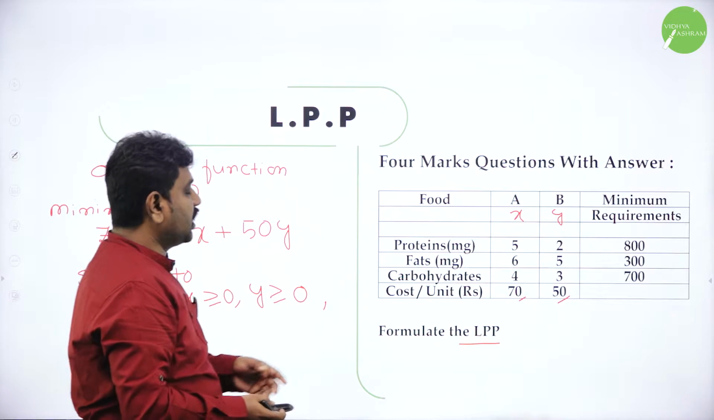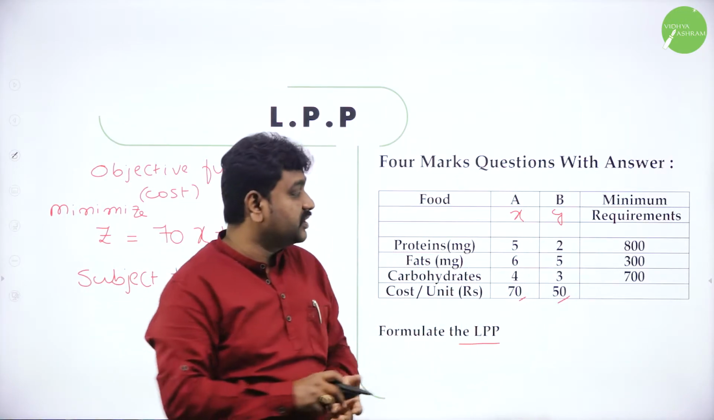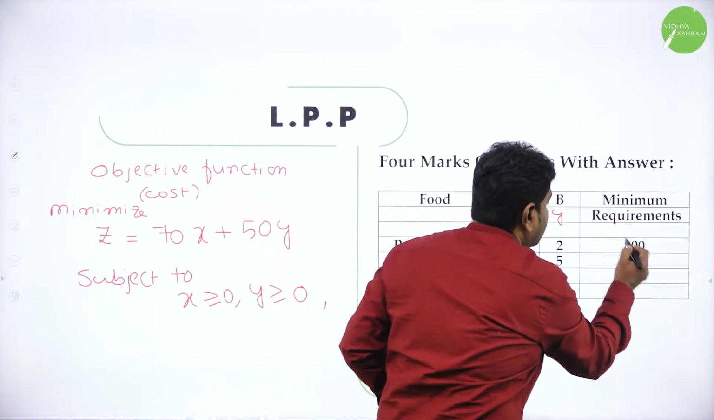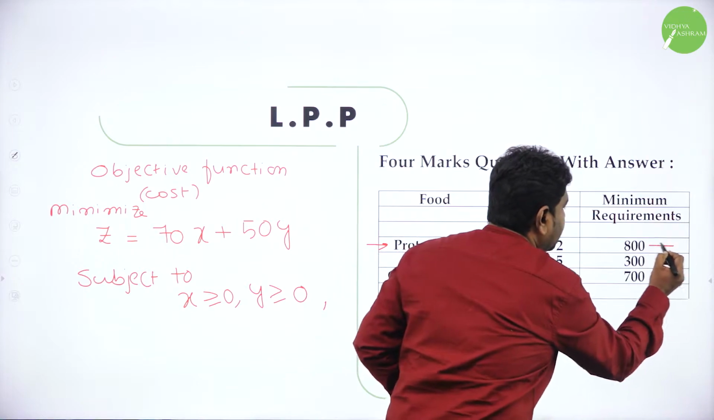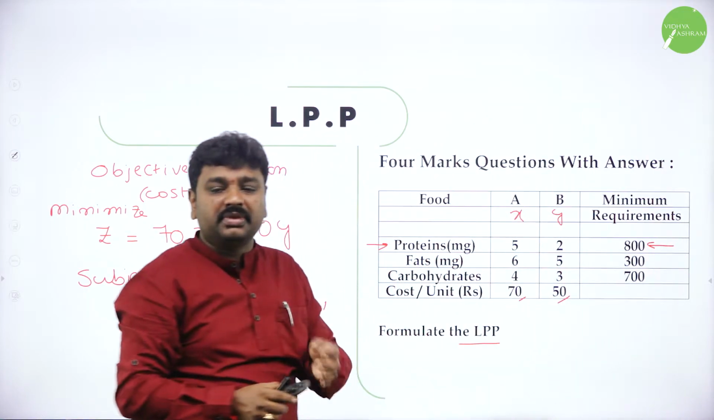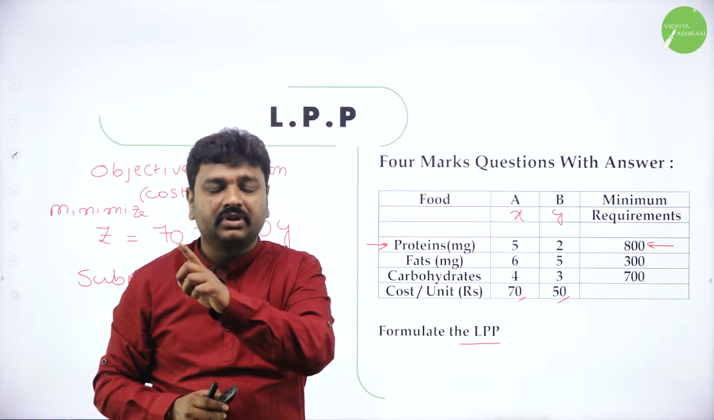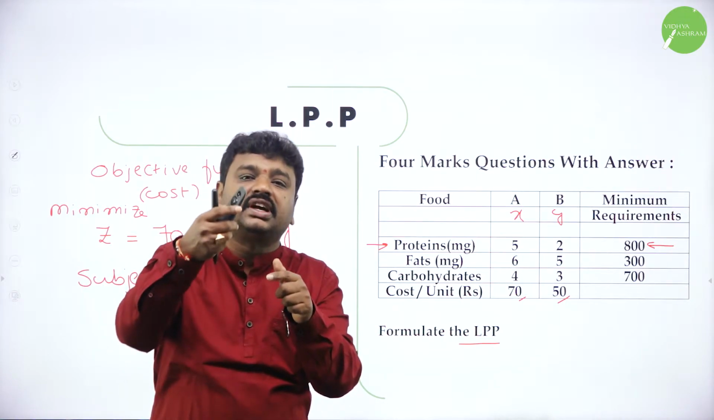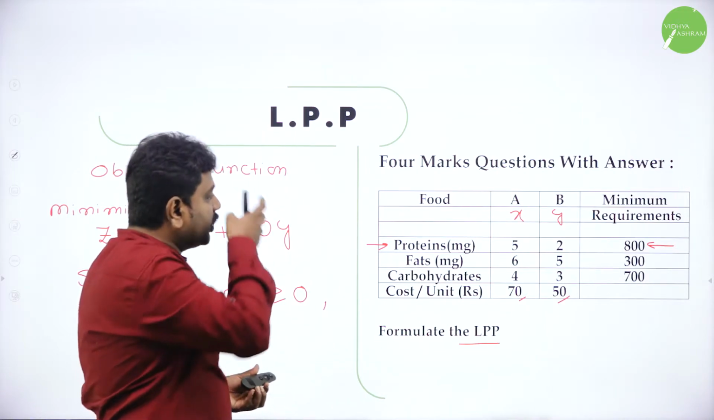Second constraint, after you mix the food, protein minimum is 800. Protein, please understand, minimum requirement of protein. What is the minimum requirement of protein? 800 units. Dear students, minimum means that much or more than that. Minimum passing marks 35. 35 marks or more than 35 is pass. Minimum means that much or more than that. So minimum protein is what?